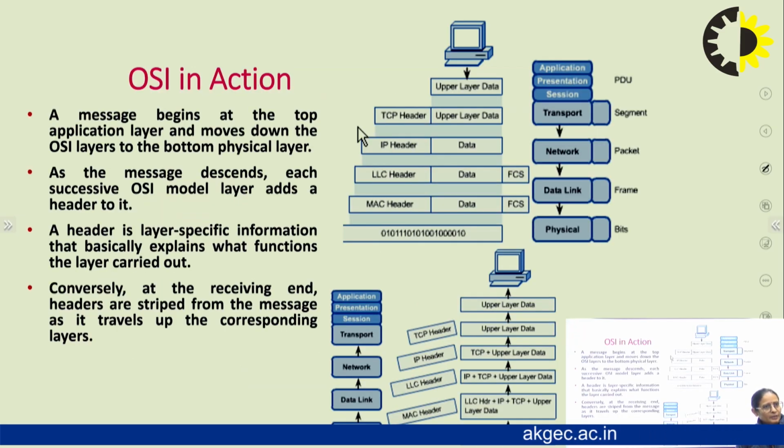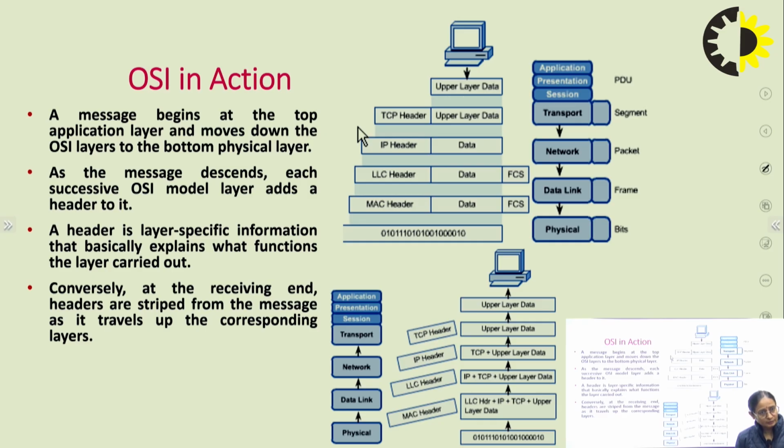Now this slide basically shows how things are done. A message begins at the top and moves down the OSI layers to the bottommost physical layer. As the message descends, each successive OSI model layer adds a header to it. A header is basically layer-specific information that explains what functions that particular layer has done. Conversely, at the receiving end, headers are removed from the message as it travels to the higher layers. Here, for example, this is my TCP/IP layer, which I will show later on.